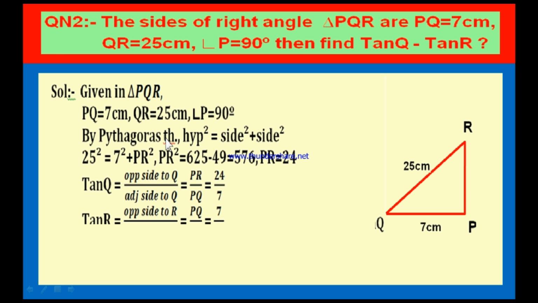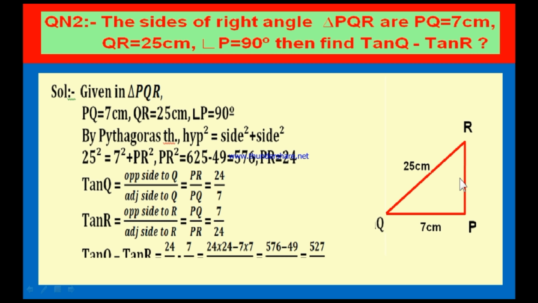Therefore, let us apply Pythagoras theorem. What does this Pythagoras theorem state? Hypotenuse square is equal to side square plus side square. That is, 25 square is equal to 7 square plus PR square. Therefore, PR square is equal to 25 square, which is 625, minus 7 square, which is 49. 625 minus 49 is 576. PR square is 576, then PR is equal to the square root of 576. 576 is nothing but 24 times 24. Therefore, PR is equal to 24. This side PR is equal to 24 centimeters.